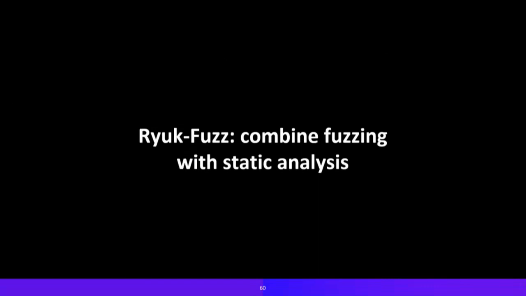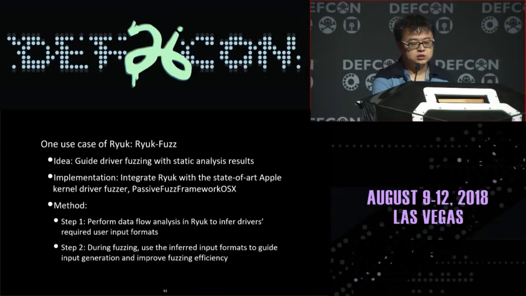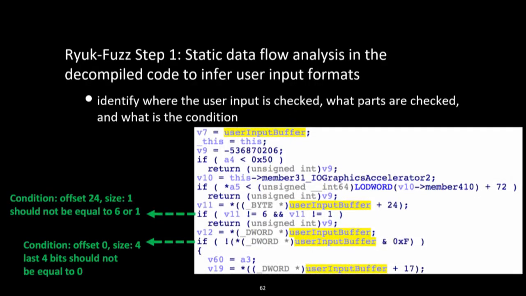Below, we will show a use case of Ryuk, which is called RyukFuzz. The idea of RyukFuzz is to guide driver fuzzing with static analysis results. We implement it by integrating Ryuk with the state-of-the-art driver fuzzer, PassiveFuzzFrameworkOSX. RyukFuzz takes two steps. In the first step, it performs data flow analysis to infer the input formats the drivers require from users. The second step uses the inferred input format to guide input generation in the fuzzing process and improve fuzzing efficiency.